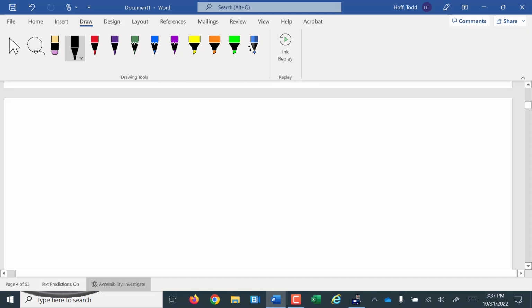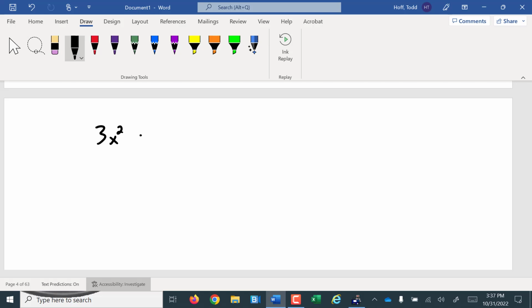Let's take a peek at something like this. We multiply the counts. What's 3 times 9? 27. Multiply the names. X squared times x to the 5th is x to the 7th. When we're multiplying exponents with the same base, both of those have a base of x, we add powers.